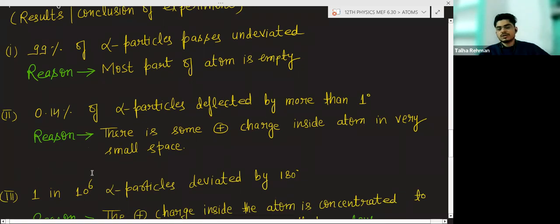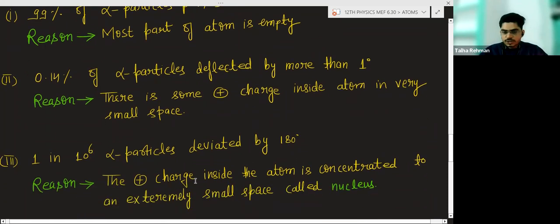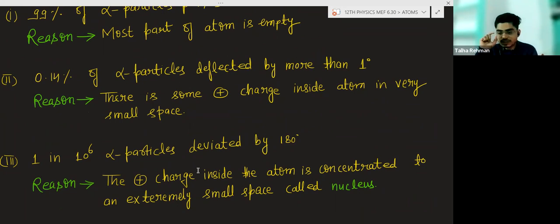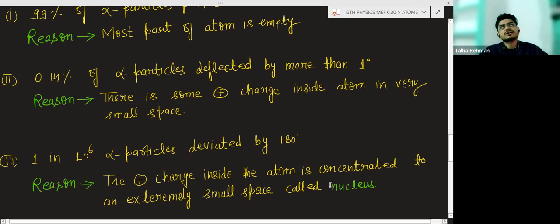So what is the reason for this? You can say the positive charge inside the atom is concentrated in an extremely small space called the nucleus. Concentrated positive charge means that in a very small space there is a large positive charge. If the alpha particle strikes that concentrated positive charge, then it will be deflected back. And what is that concentrated positive charge? Nucleus.